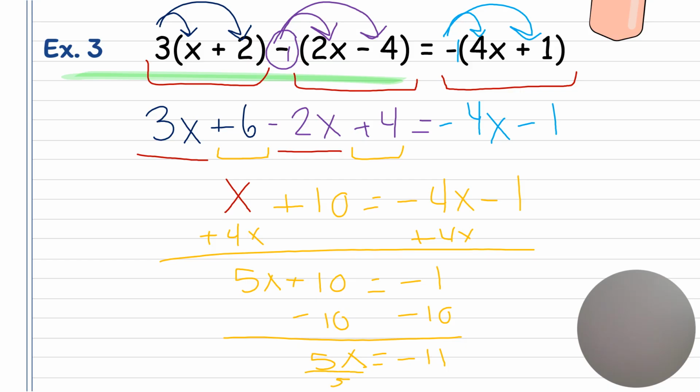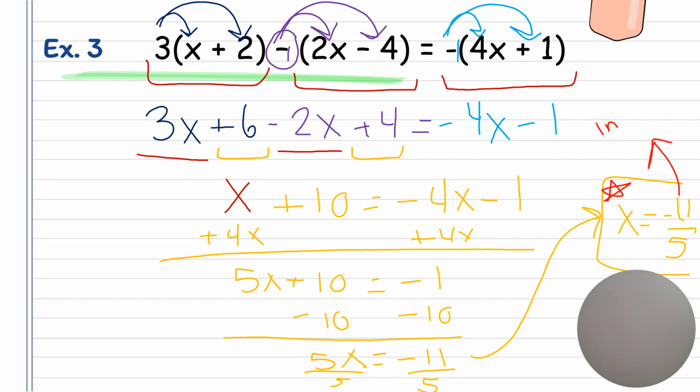Divide both sides by 5. So x is going to be equal to negative 11 over 5, and that is our final answer. We have the x equals, we have an improper fraction. We are good to go.